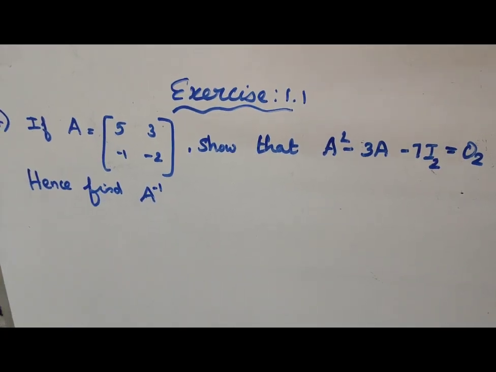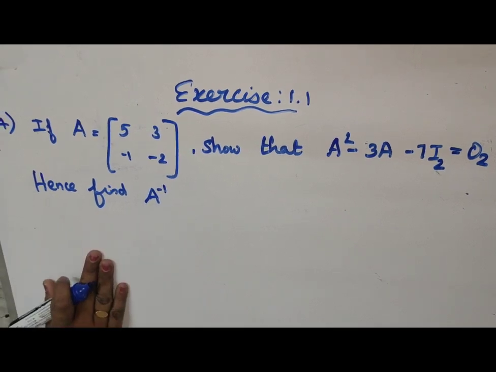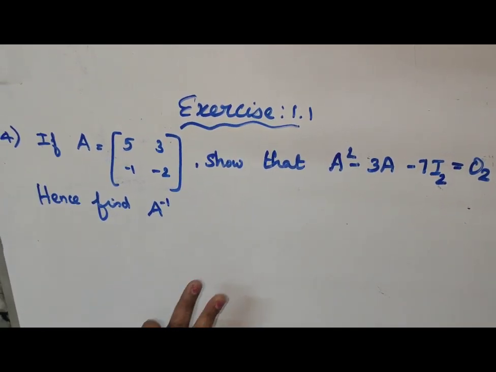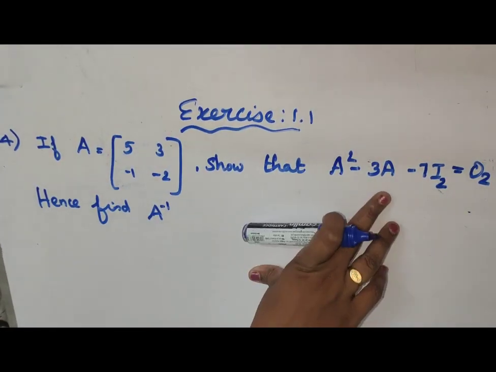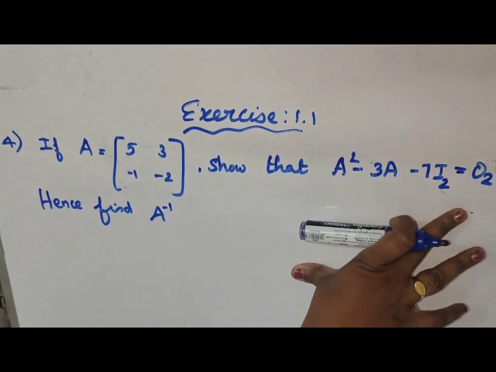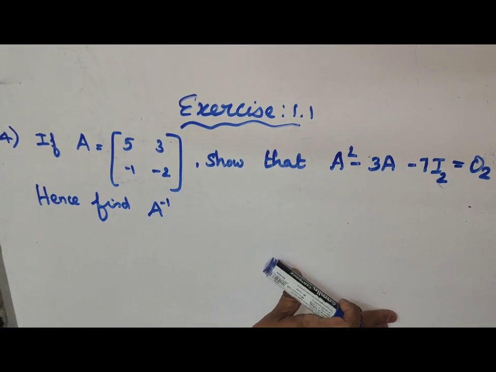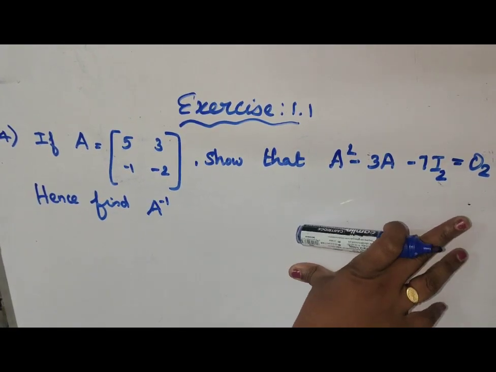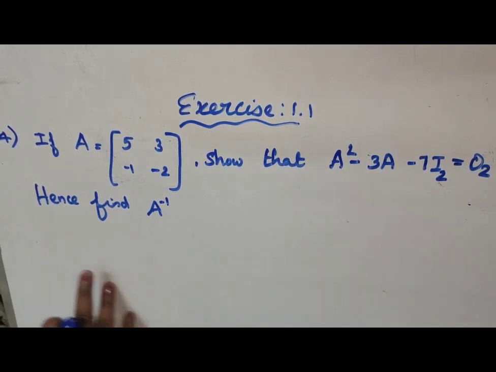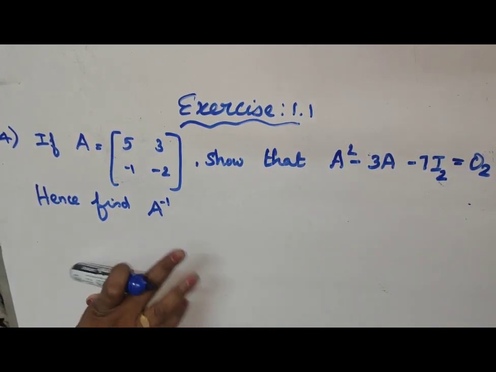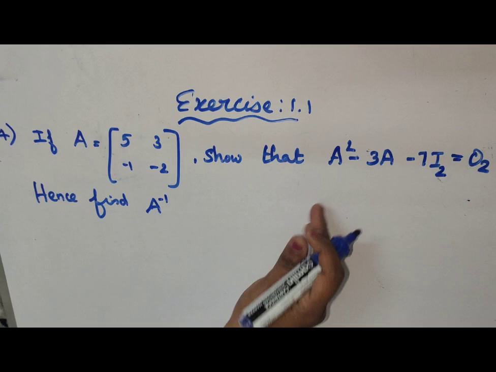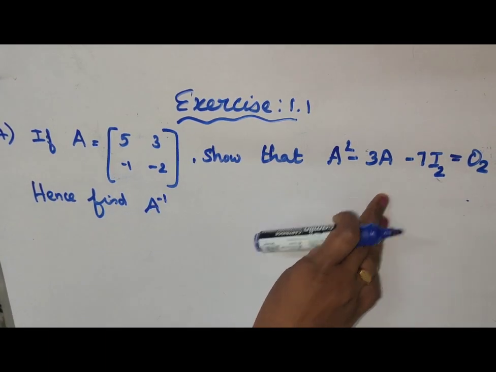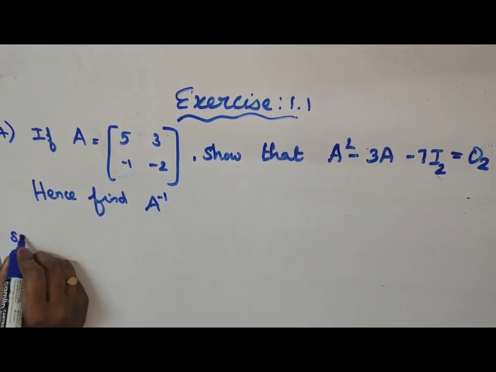In this video, we'll solve the fourth problem from exercise 1.1. First, we have to show that A squared minus 3A minus 7I equals 0. This 2 represents that it is a 2 cross 2 matrix. And also we have to find A inverse. So first we'll simplify this, that is, we'll solve this, then we'll find the value of A inverse.